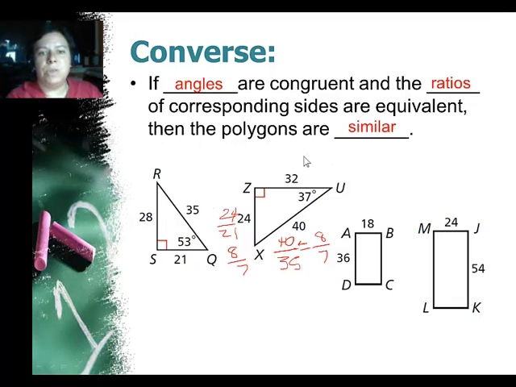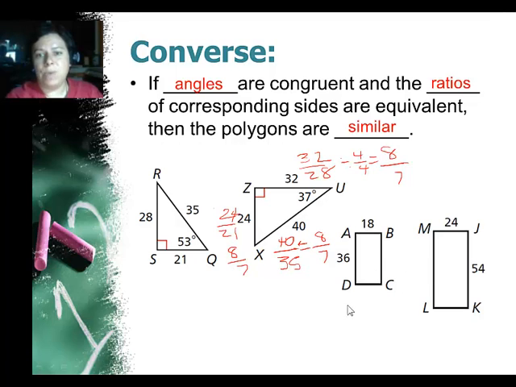32 goes with the 35. So, I'm sorry, 32 goes with the 28. 32 over 28. Those are both divisible by 4 and that gives me 8 over 7. So the ratio of all sets of those corresponding sides is 8 to 7.